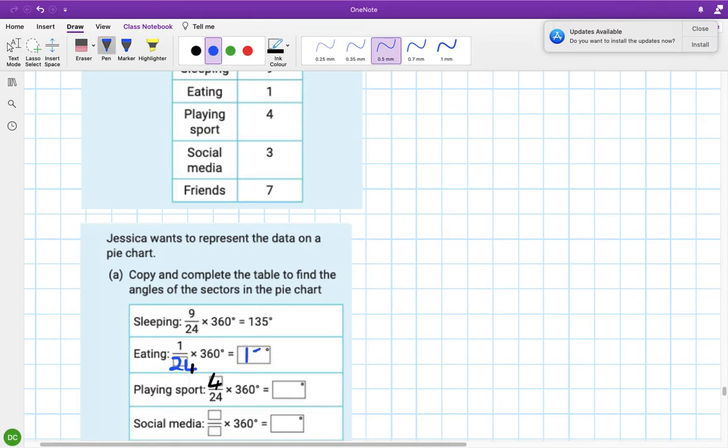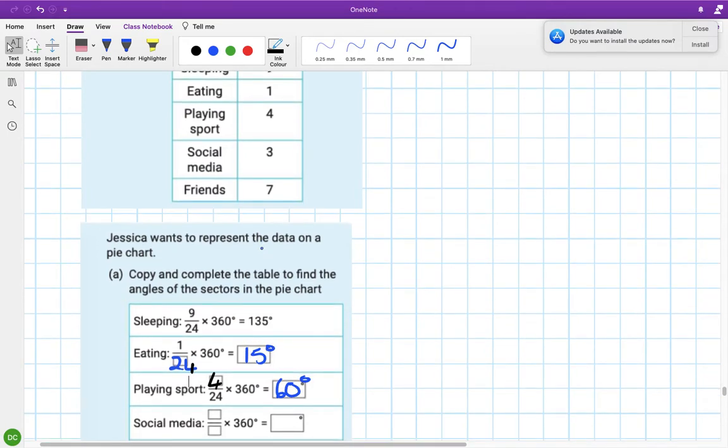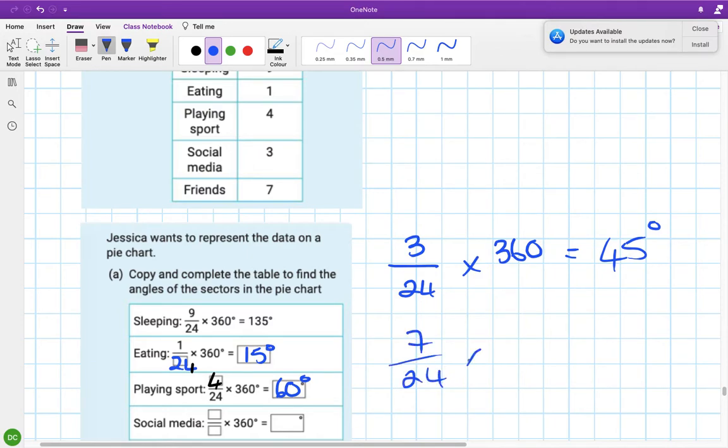This one was 15 and divided by 24. This one was 60 degrees. Okay, social media. Social media is 3 out of 24 multiplied by 360. So that's 45. And then the last one is friends, which is 7 over 24 multiplied by 360. 7 divided by 24 multiplied by 360 is 105.